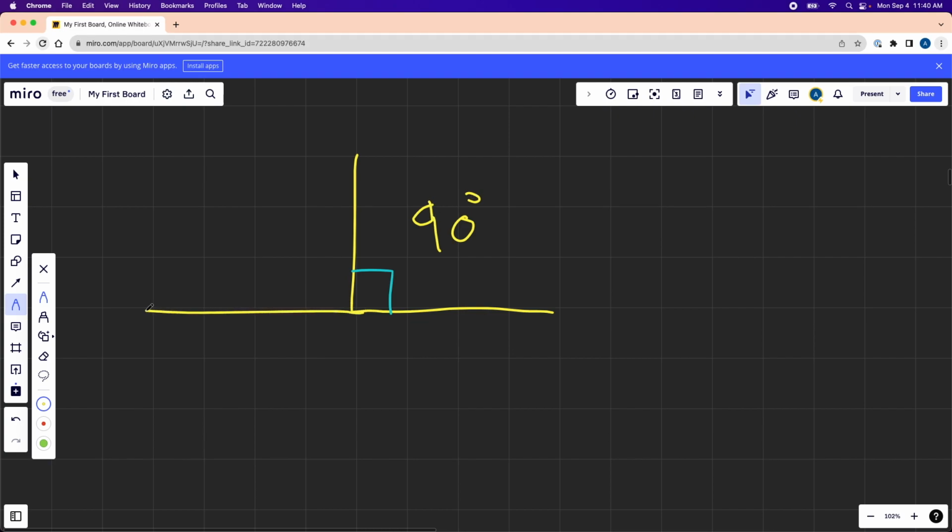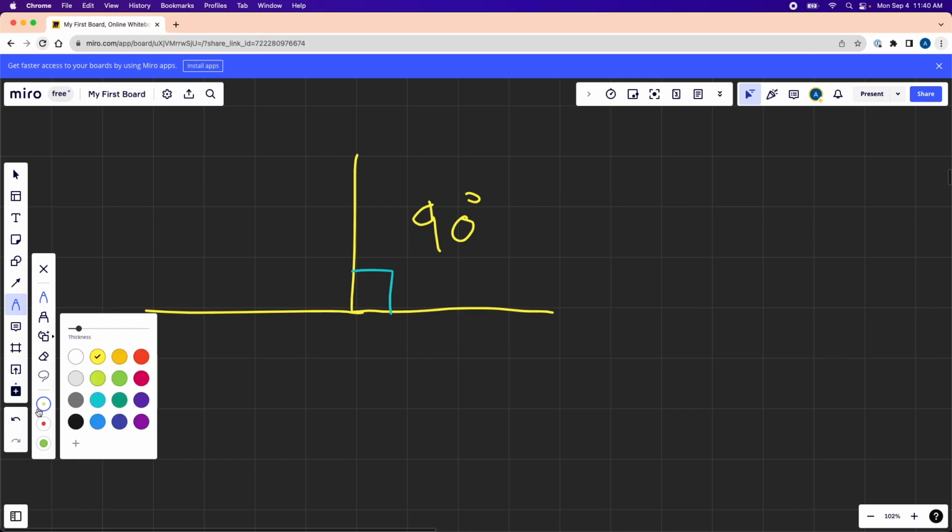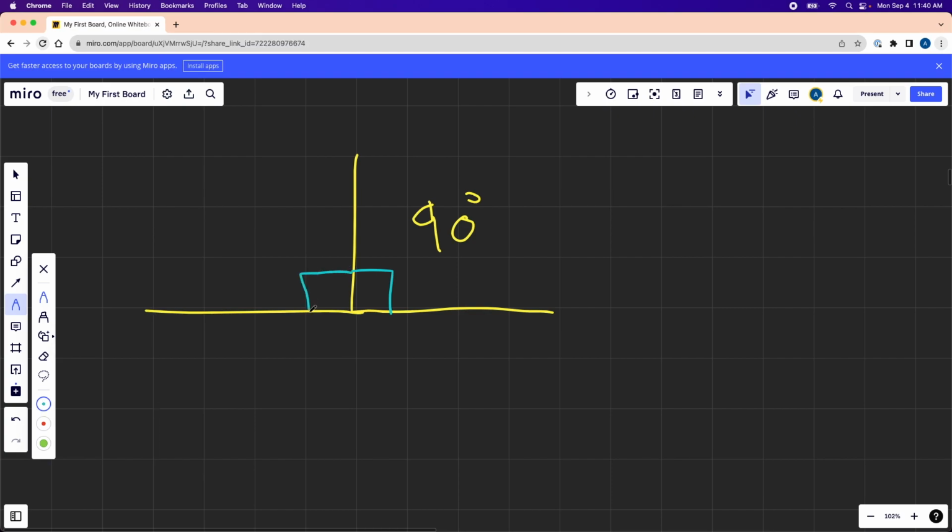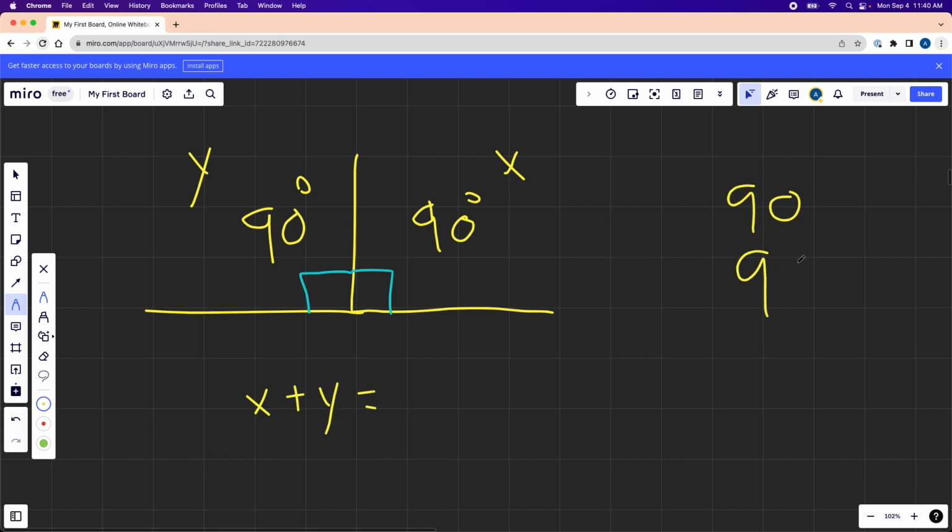Let's imagine that I put another right angle right next to it, on the other side here. A right angle is again 90 degrees. Now I have two right angles next to each other. I have this right angle, which I can call X, and this right angle, which I can call Y. X plus Y equals 90 degrees plus 90 degrees. 90 plus 90 is 180. So X plus Y equals 180.